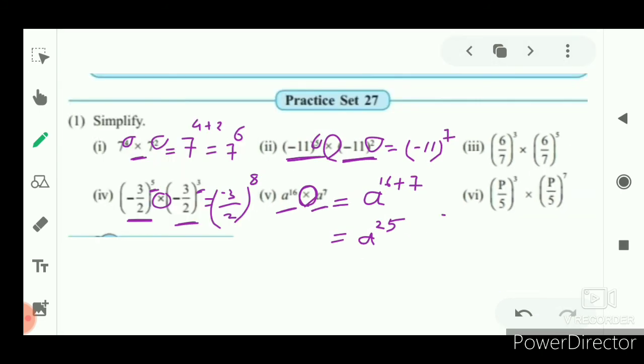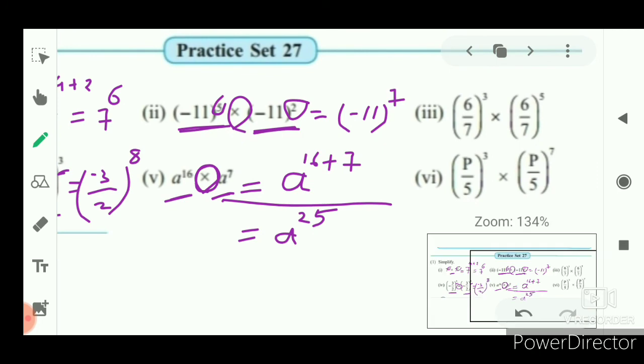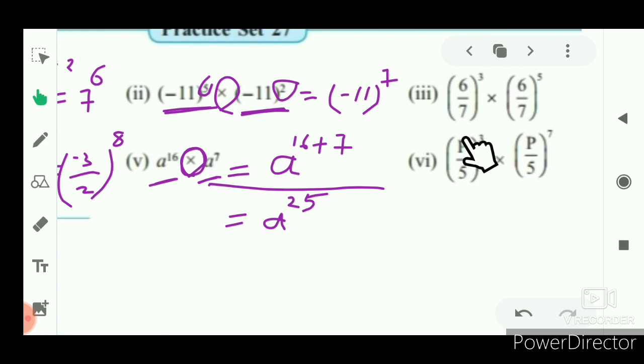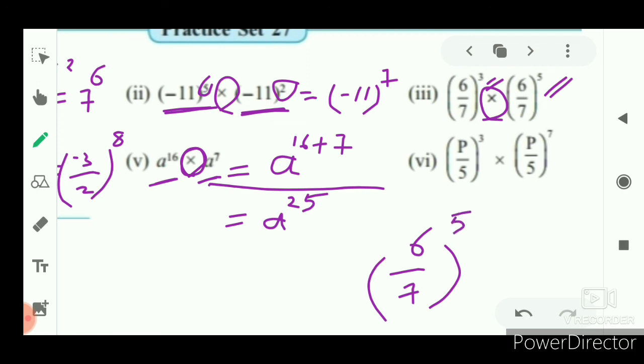Okay, let's see question number 3. 6 by 7 into 6 by 7 cube into 6 by 7 raised to the power 5. Here also the base is 6 by 7. So we will write the common base 6 by 7, and in place of multiplication we get the addition of powers. Okay, so 6 by 7 raised to the power 5 plus 3. So it will give 6 by 7 raised to the power 8.